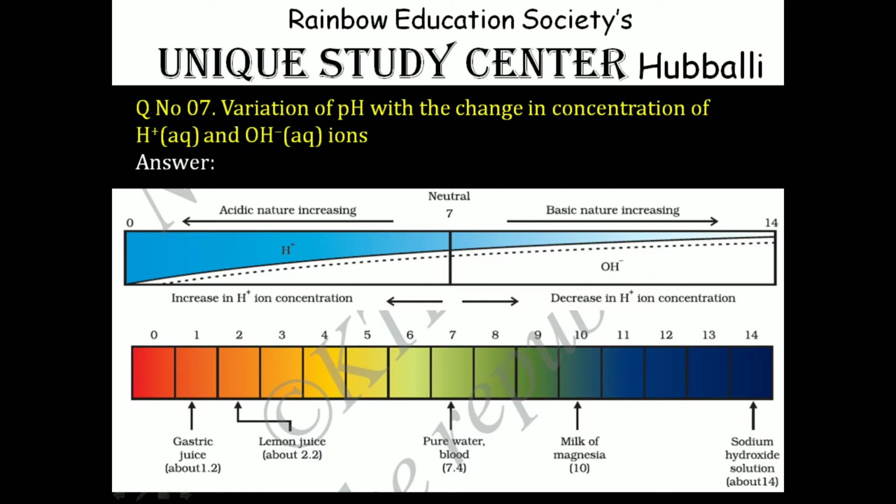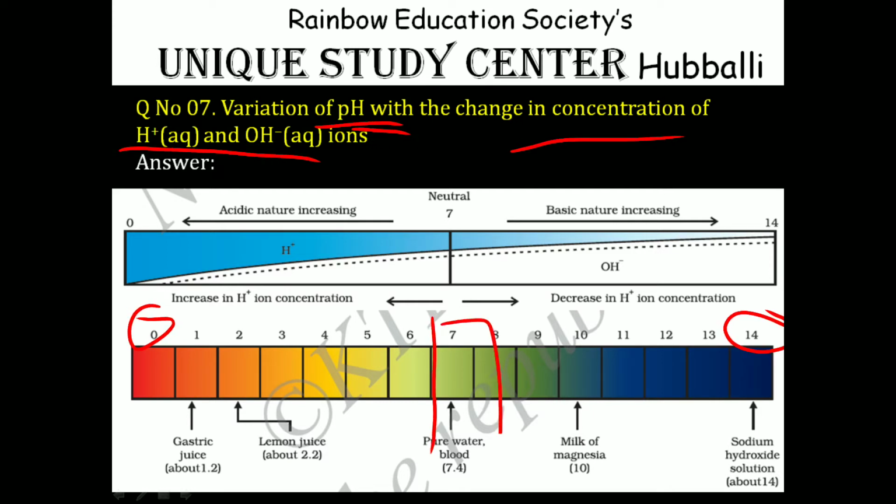Next one, variation of pH with a change in concentration of H plus and OH minus. We know that the pH value is from 0 to 14, and the middle one, 7, is neutral. A value less than 7 is called acidic in nature and more than 7 is called basic in nature. So 0 to 14 is the pH range. If the pH is less than 7, it is considered acidic, more than 7 is considered basic.